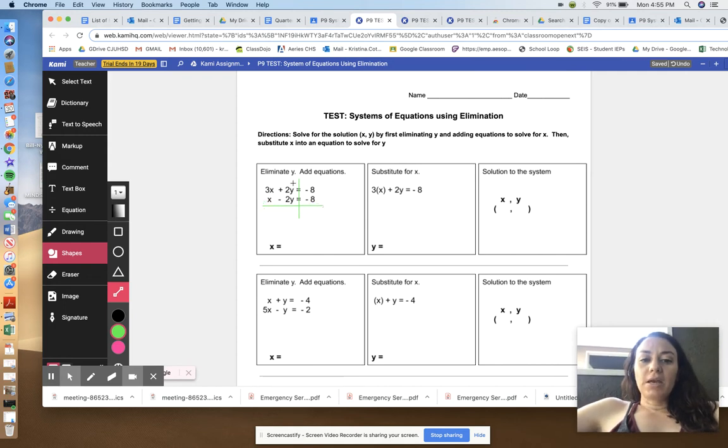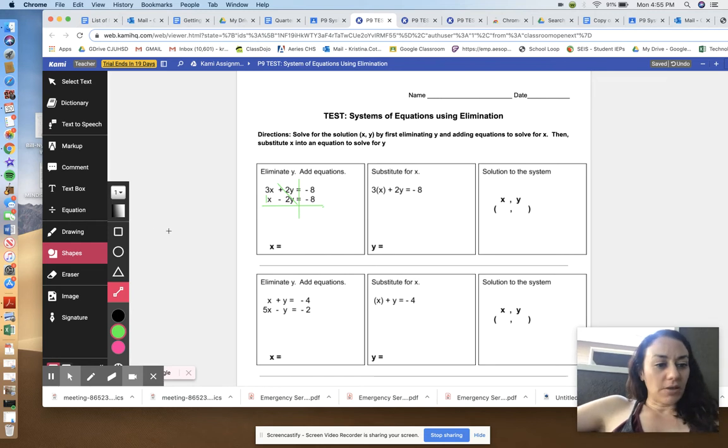We want to eliminate y. A positive 2y, negative 2y makes 0. Okay. Now, we have 3x and we have x. Is there an invisible number in front of x? What is it? It's 1, right? Now, we actually want to add the equations together.